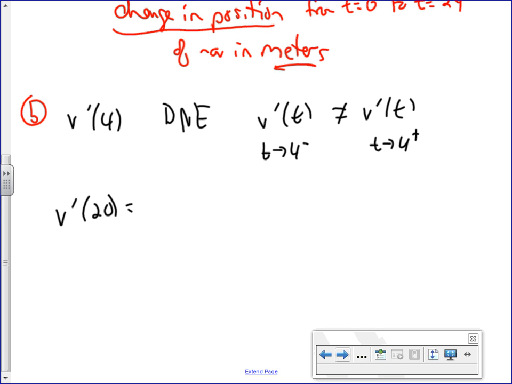Okay, how am I going to find v prime of 20? I just need to find the slope of that line. Yes, I don't need the whole equation, I just need the slope. Okay, so the slope of that line, you've got the point 16, 20, and you've got the point 24, 0, and you're going to find the slope. Okay?